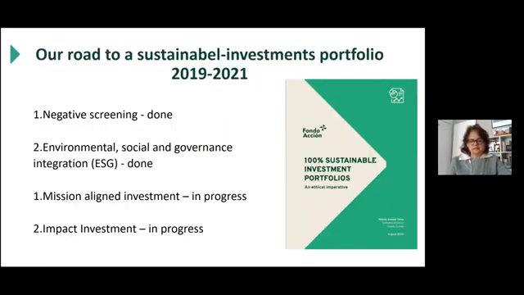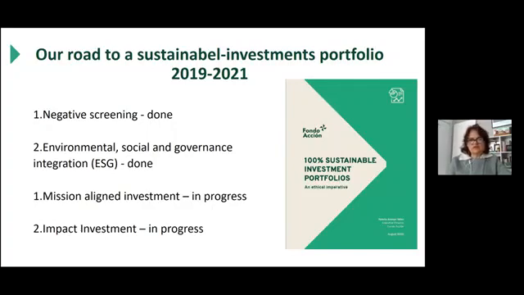We started in 2019 our road to what I call sustainable investment portfolio. And we talked about this in a previous CFA webinar, REDLAC webinar. I'm not going to go into details, but referring a little bit to what Viviana just described, this has been our road, the steps we have taken. We started in 2019 with a negative screening that's done. And then we moved into the environmental and social governance integration, the ESG criteria. Although we're not 100% there, we're basically done. And then the next two steps we're working on, and it's work in progress, both in mission-aligned investment and impact investment.